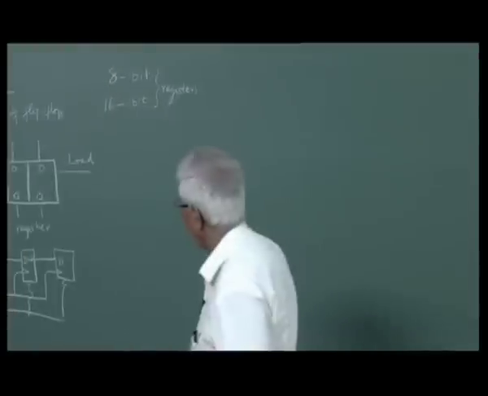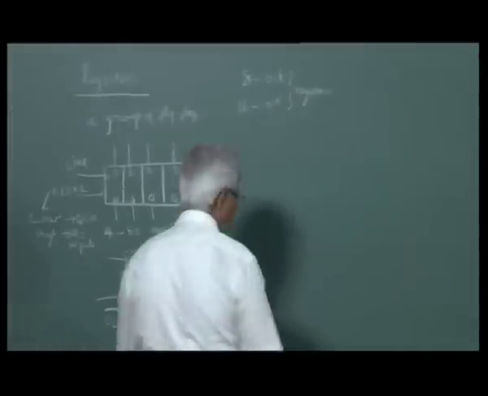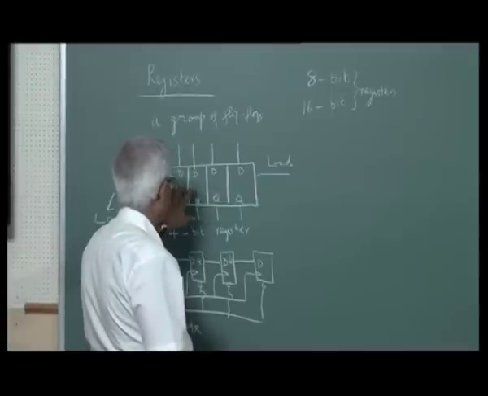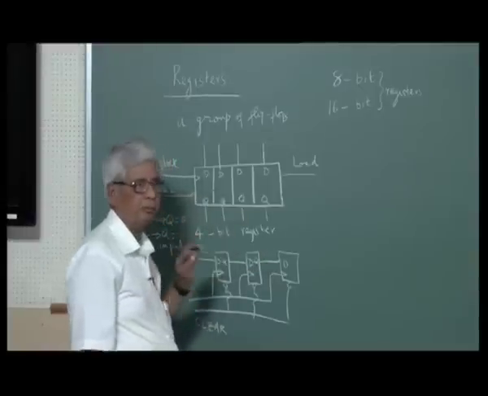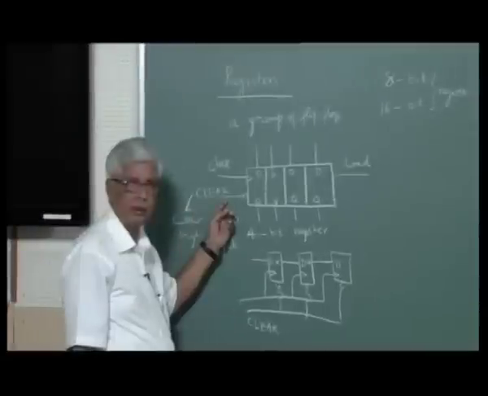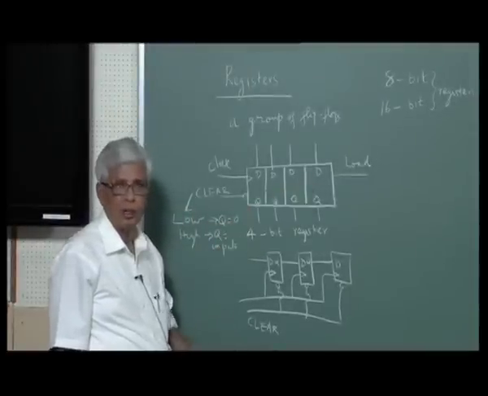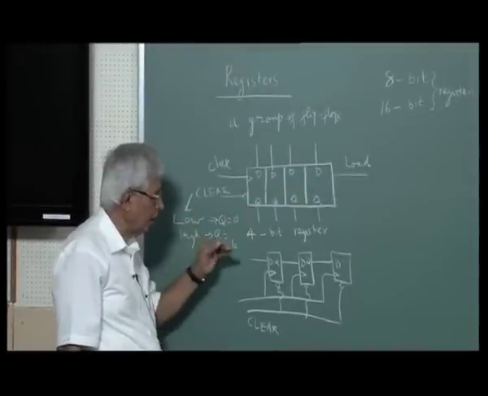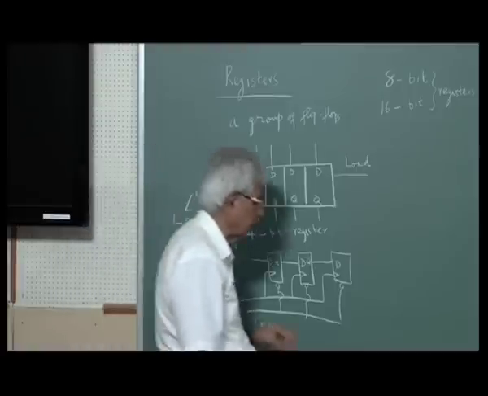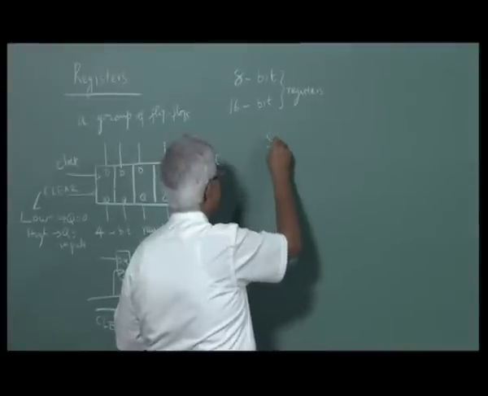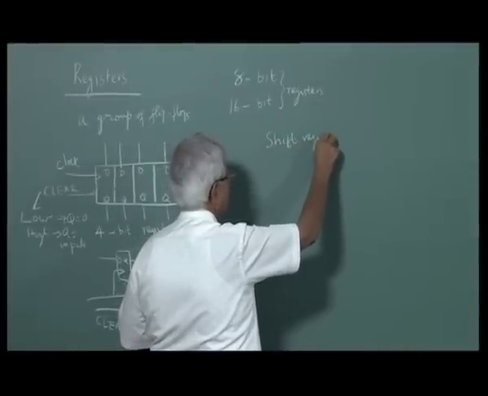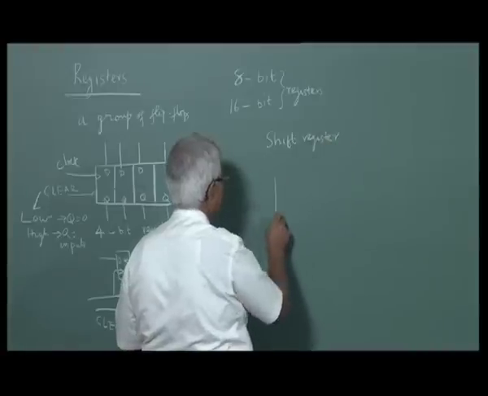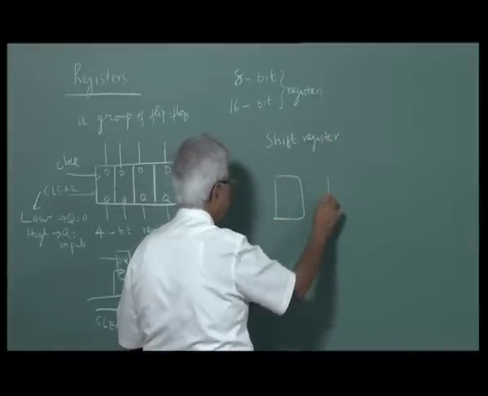Now one improvement of these registers: register is simply for storage. You give the inputs, clock it, the value gets stored in these flip-flops, they are available for you to read anytime you like, as long as you do not clear it or as long as you do not load it with a new set of values. An improvement over this is called a shift register. We talked about it also briefly the other day. In the shift register, again there is a set of flip-flops.